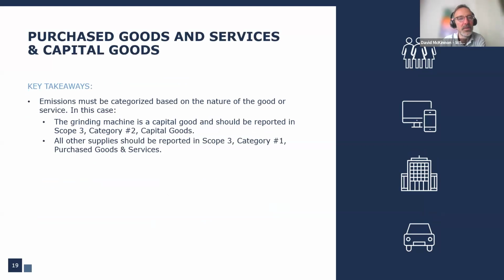For purchased goods and capital services, it's pretty self-explanatory. The grinding machine is clearly a capital good that should be reported in Scope 3, Category 2, capital goods, and the others are kind of consumables. There are things that flow through your company and should be reported in Scope 3, Category 1, purchased goods and services.